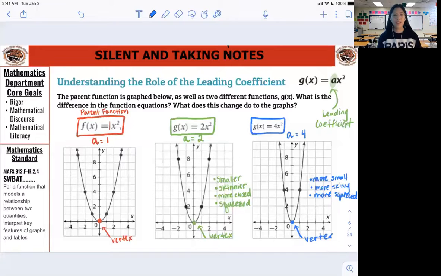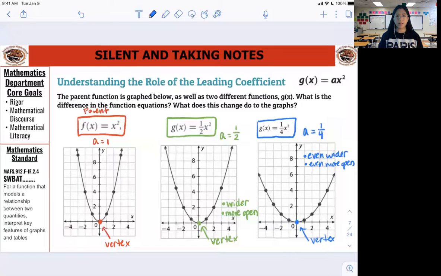So if the leading coefficient is greater than 1, so any number 2, 3, 4, 5, 6, 7, 8, any number greater than 1, the graph actually gets smaller, like Karina just said. The bigger the leading coefficient, the more squeezed that graph gets. When the leading coefficient is a fraction, so when it's between 0 and 1, the graph actually gets bigger, it gets wider, it gets more opened up.